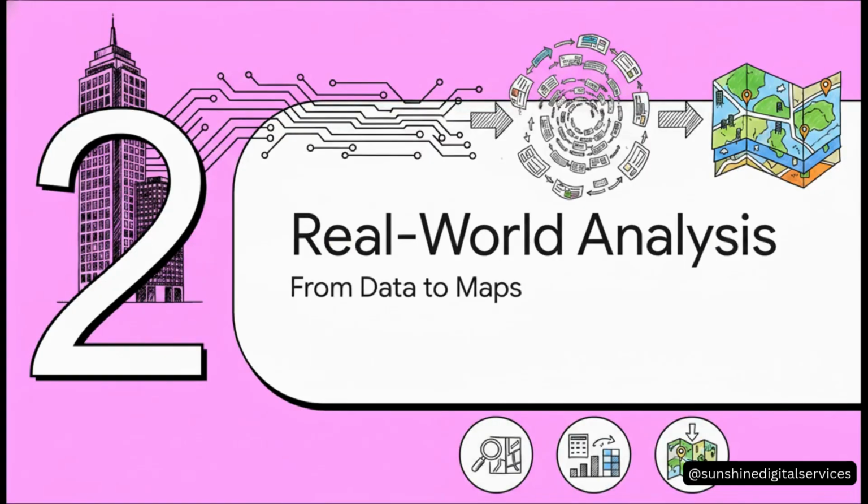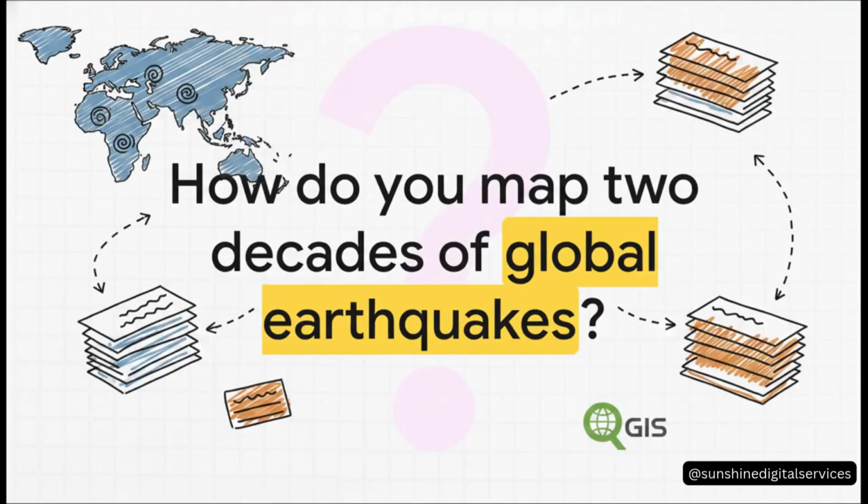Let's dive into section 2, real-world spatial analysis. Okay, enough history. Let's look at some actual hands-on spatial magic. We're going to explore 3 totally different scenarios to show exactly how data goes from a messy spreadsheet to a beautiful analytical map. First up, imagine you have raw text data of every major earthquake from the year 2000 to 2020. How do you turn that into a compelling visual story?